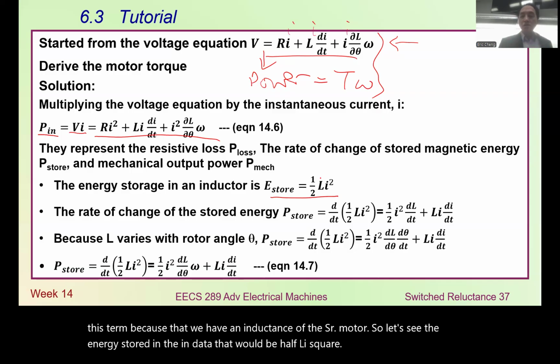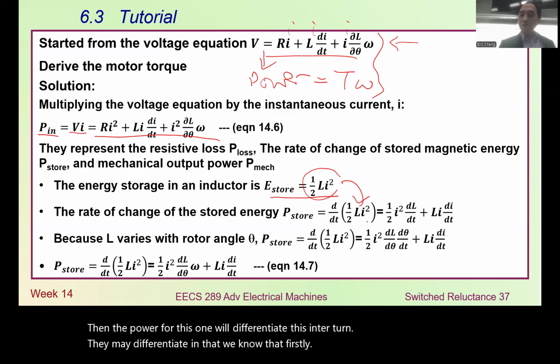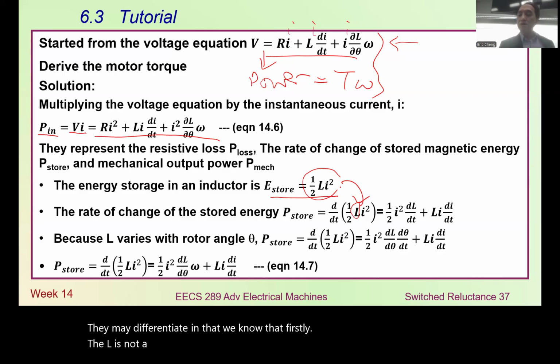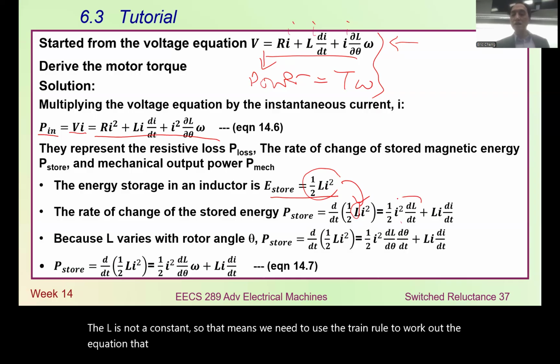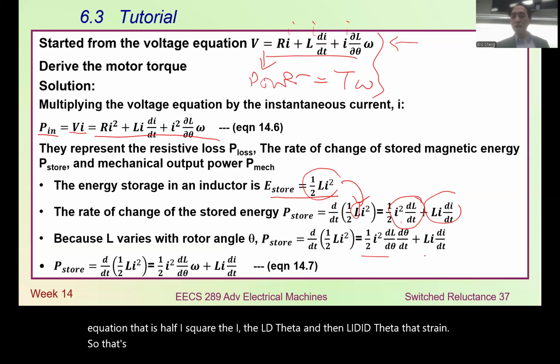Then for the power of this one, we differentiate this inductance. When we differentiate, we know that firstly the L is not a constant. So that means we need to use the chain rule to work out the equation, that is half i squared dL/dθ, and then L i di/dθ. That's the chain rule. So that's why we can work out the equation to be that.